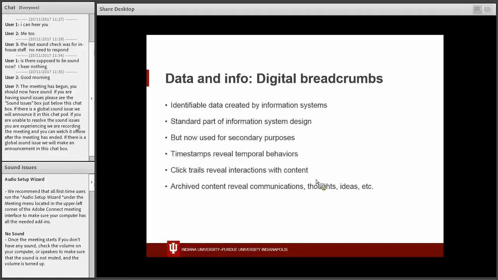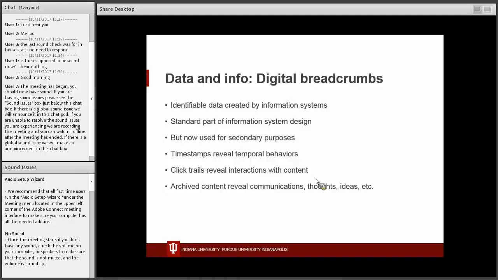So digital breadcrumbs are bits of identifiable data that are created by any number of information systems. Whether that's your learning management system or your communication systems, maybe your institution is contracted out with Google to provide Gmail, or maybe they're contracted out with Microsoft to provide Microsoft's email account, which I cannot think of at the moment. Anything a student touches in terms of an information system has the potential to drop or create digital breadcrumbs. And this is just a standard part of information system design.